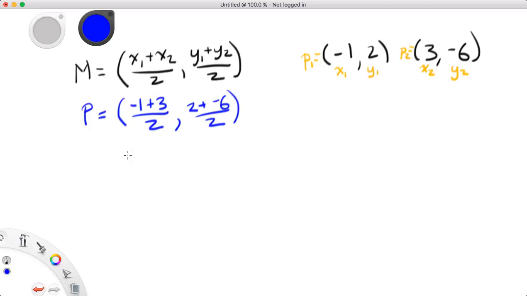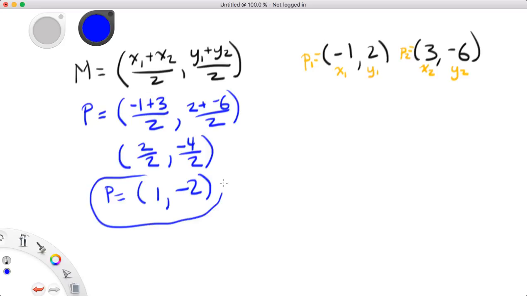I'm going to do it in blue. And my midpoint in this case, big P, is going to be -1 plus 3 over 2, comma, 2 plus -6 over 2. So -1 plus 3 is equal to, looks like 3 minus 1 is 2, so that's going to be 2 over 2.